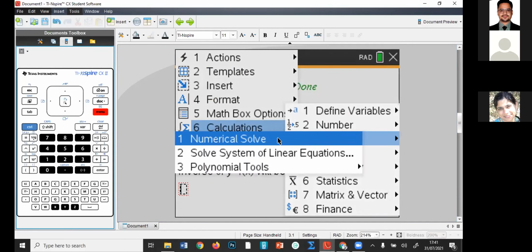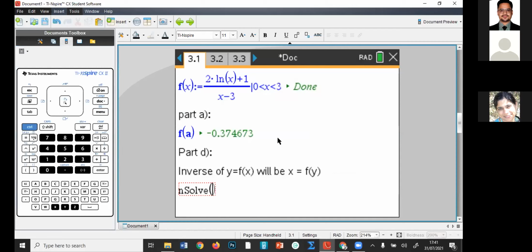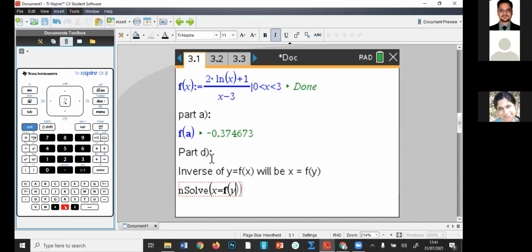Calculations, go to this one, numerical solve, and solve, and x is equal to fy. So x is equal to fy. Where is f? F is here, a bracket, y. x is equal to fy. And what will be our variable here? The y would be the variable, because we are finding the value of x corresponding to y values, right? So the y value will be the variable. So if you do this, we are finding all the values of x corresponding to values of y, the locus of each point.